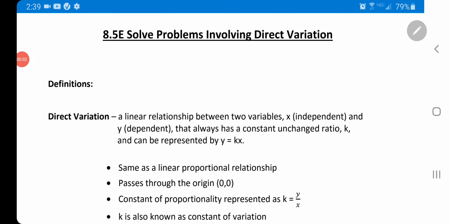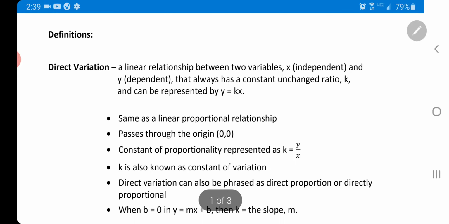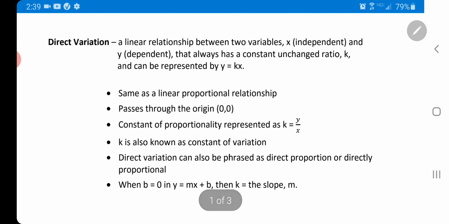Okay, in this lesson we will solve problems involving direct variation. First, let's find out what direct variation means. Direct variation is a linear relationship between two variables, x, your independent, and y, your dependent, that always has a constant unchanged ratio k and can be represented by y equals kx.